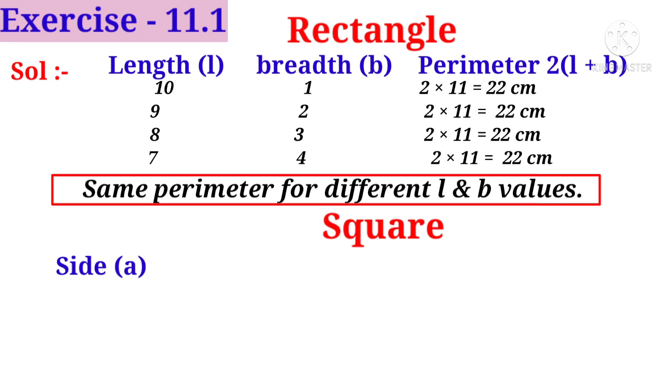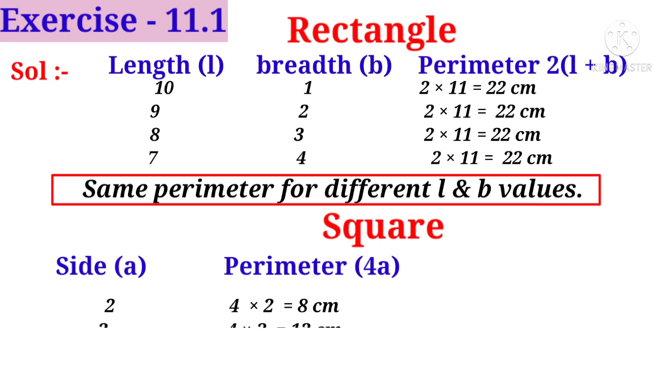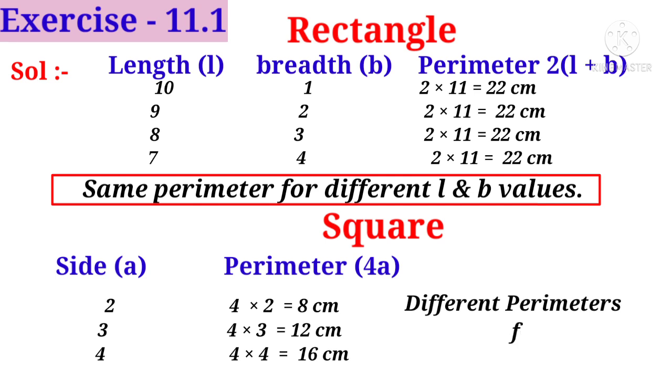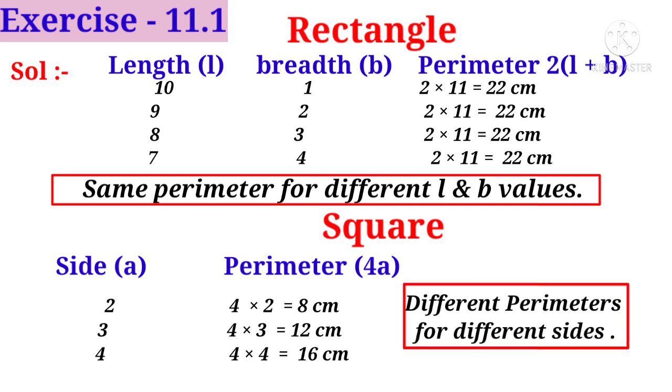Whereas for a square, if side is a, perimeter becomes 4a. That is, if side is 2 centimeters, then perimeter is 4 into 2 is 8 centimeters. If side is 3, perimeter is 4 into 3 is 12 centimeters. That is, we are observing different perimeters for different sides. So the statement P is correct and statement Q is wrong.